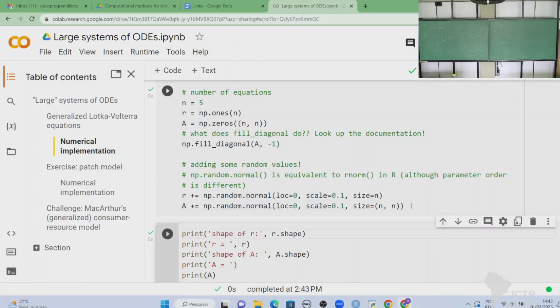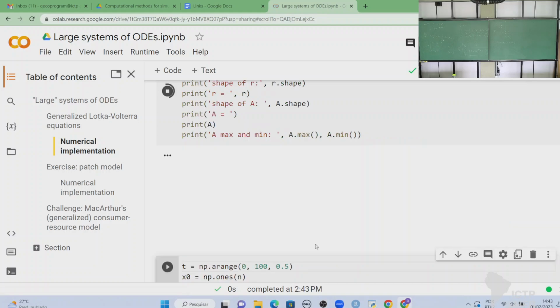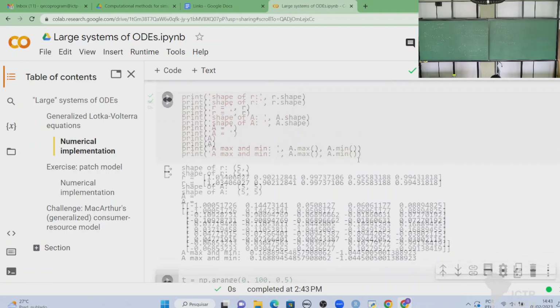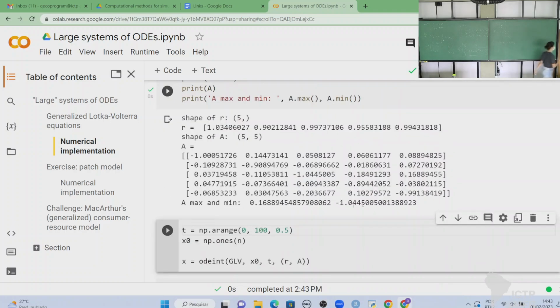So when I run this again, now R is close to 1, but slightly different from 1, okay? Because I put a small standard deviation here. And the same goes for A. You see that the main diagonal is still close to -1, so it kind of dominates, but then I have all kinds of different values over here. Nice? So it means that all 5 species are interacting with all the others, right?